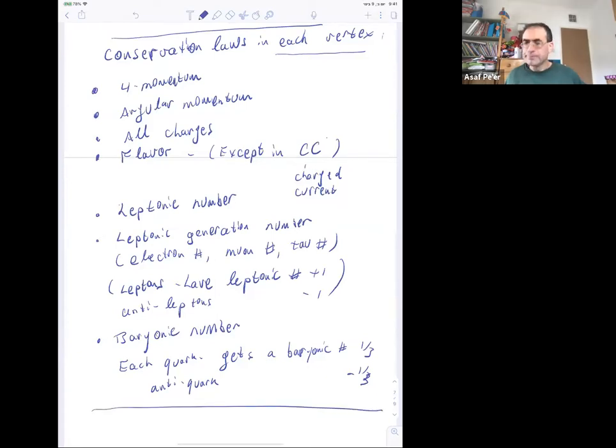Okay. That concludes what I wanted to tell you about the introductory part of the standard model. Any questions?